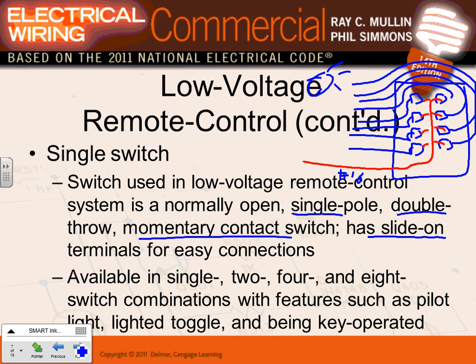1, 2, 3, 4, 5. These are 5. Imagine 8 of these in a single gang box. So that's the advantage of having low voltage. I'm not going to tell you something that you don't know. You can have pilot switches for these.